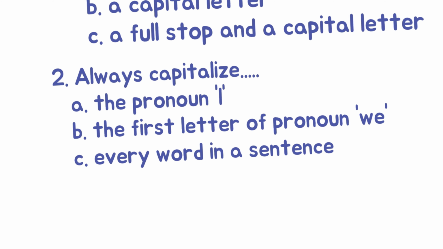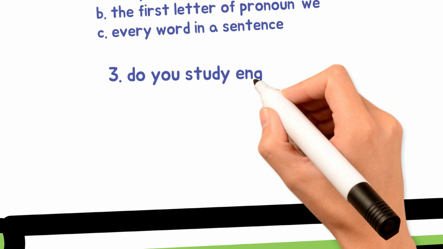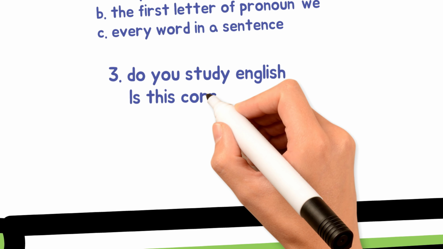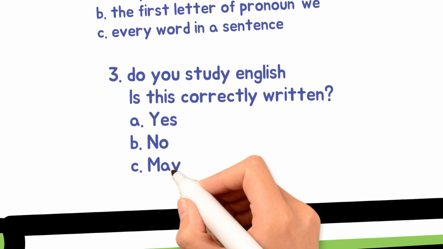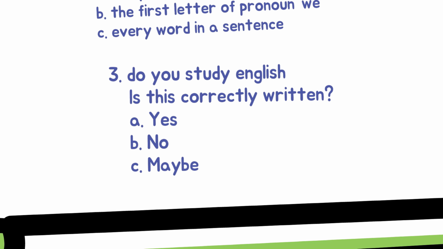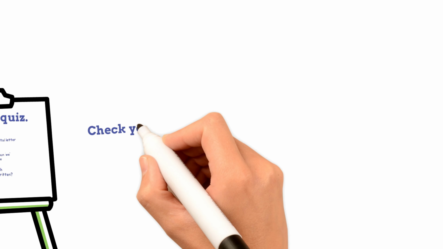Now let's see what's the third question. Do you study English? Is it correct? Just check, is it written correctly? If it's not correct, then what should be the corrections? The answers to these questions we will check at the end of this lesson. So now you just write down the answers, what you think it should be, and then please check at the end of the lesson.